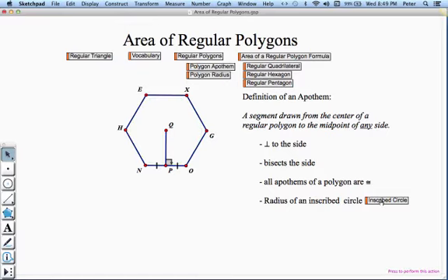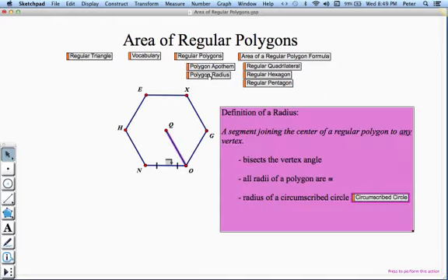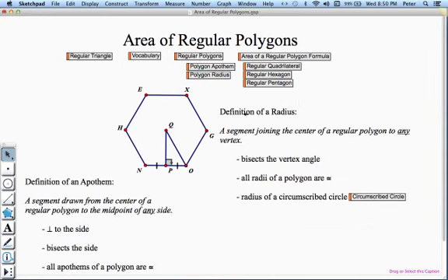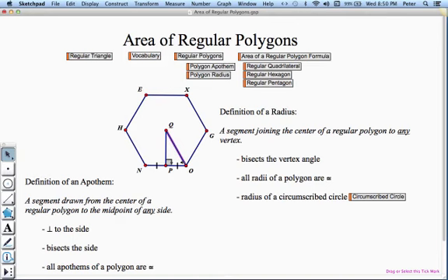Okay, now let's look at the other really important line in a polygon, which is the polygon's radius. When we look at the definition, a radius is a segment joining the center of a regular polygon to any vertex. And once again, it has to be a regular polygon. So this radius is going to bisect this angle here at O. So angle POG is bisected, as would any other of the radii drawn from Q to the vertices. They always bisect the vertex angle.